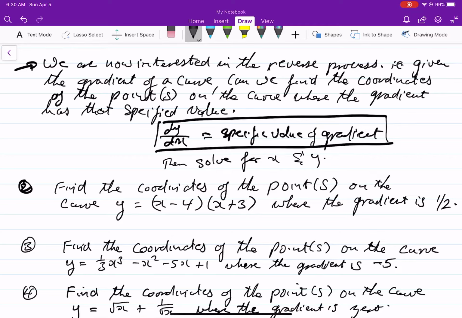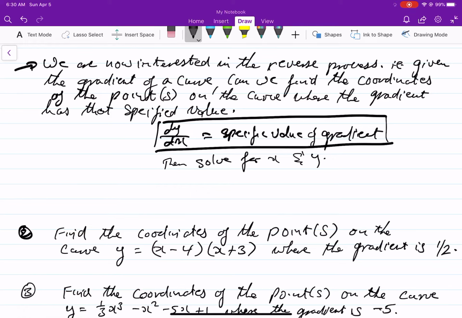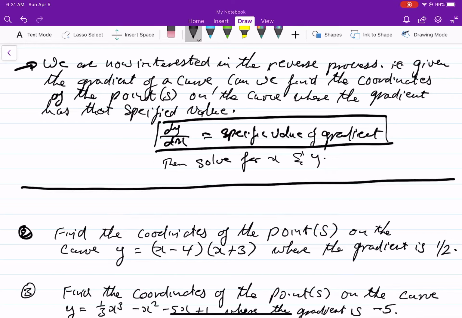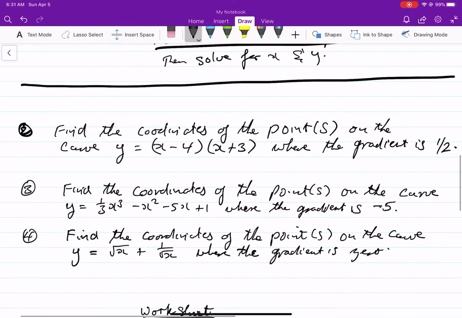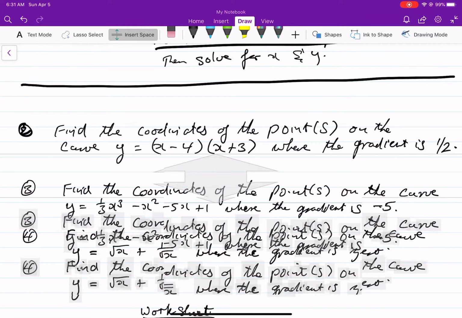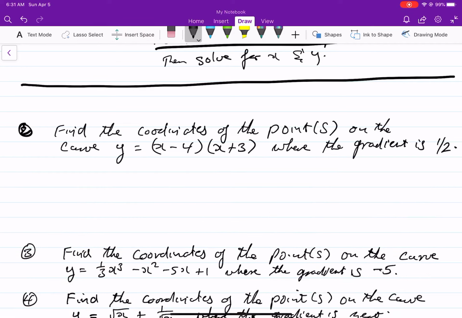Here's my first example. Find the coordinates of the point or points on the curve y is equal to x minus 4 times x plus 3, where the gradient is equal to a half. Okay, so let's first find the gradient function.